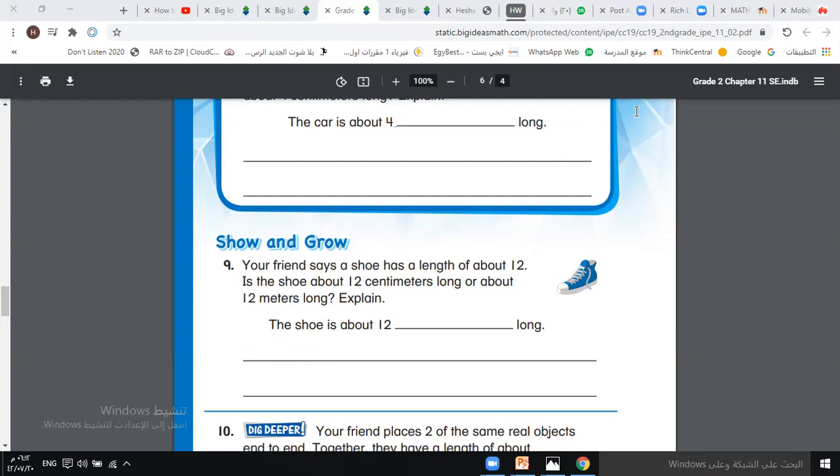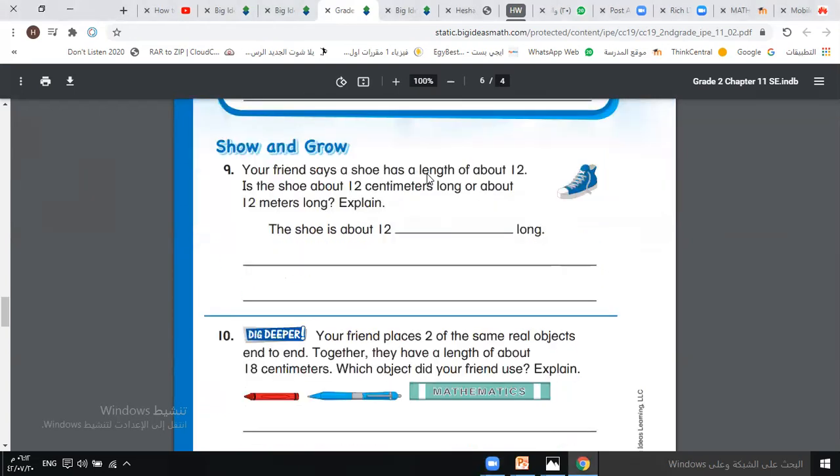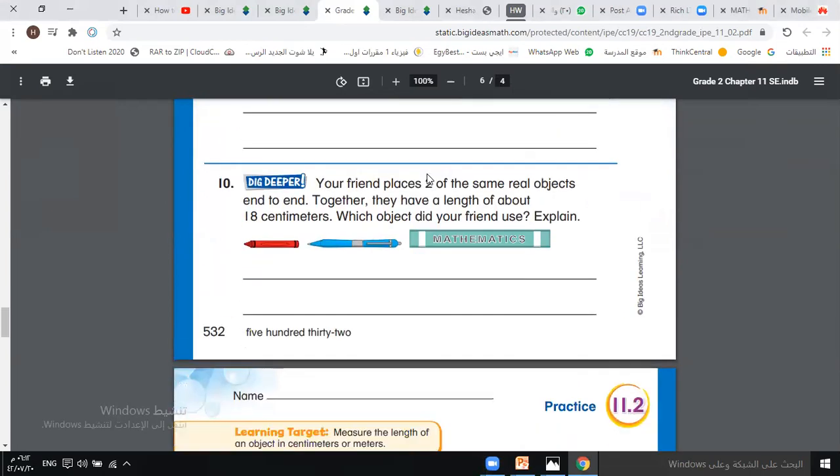Question number 10, grade 2. Your friend places two of the same real objects end to end. Okay, he put two real objects, two objects of this end to end. Together they have a length of about 18 centimeters. Which object did your friend use? Explain. Okay, I'll explain the question.